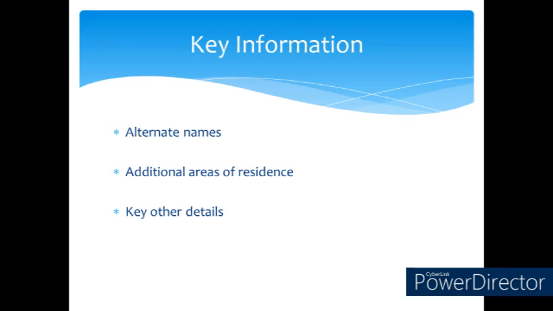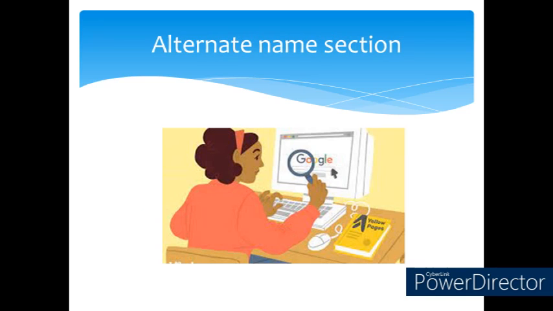There are three subsections within this section. They include, first, alternative names, second, additional areas of residence, and third, key other details that help in finding sources. Let's look first at the alternate name section. The purpose of this section is to help the computer to find additional sources, which in turn provides more details about the person and family members.